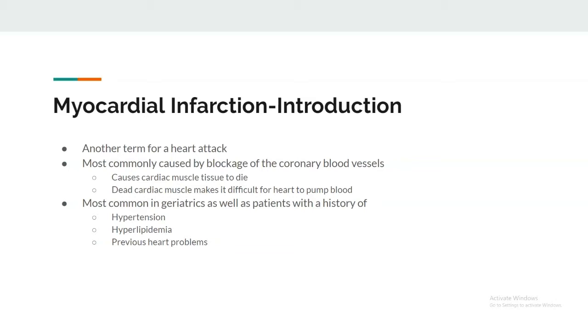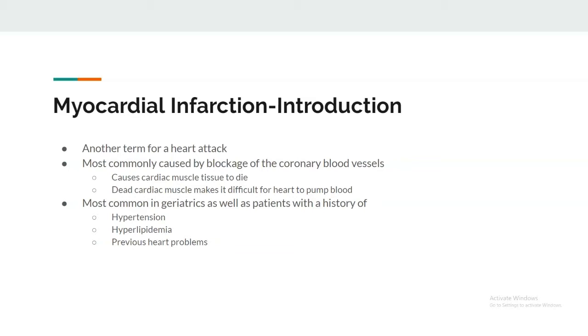So what happens in myocardial infarction is we see that no oxygenated blood is being brought to those coronary blood vessels. The heart muscle begins to die, which makes it very difficult for the heart to pump blood to the rest of the body. We also asked the question, who's more at risk for this?